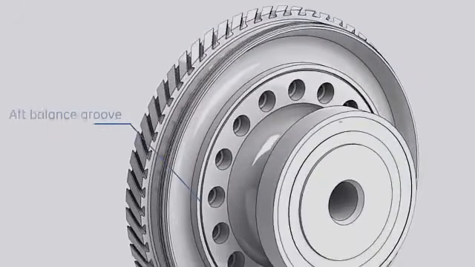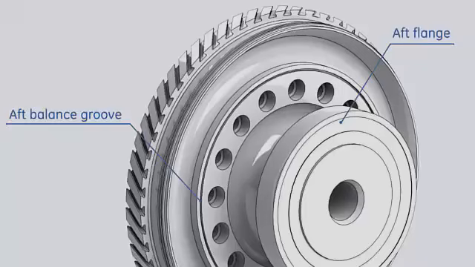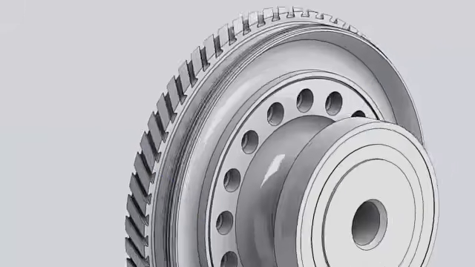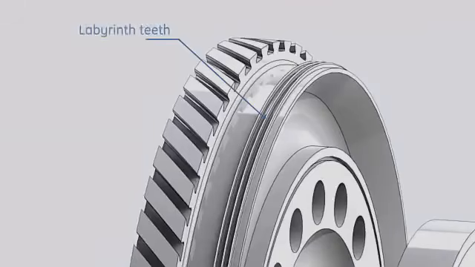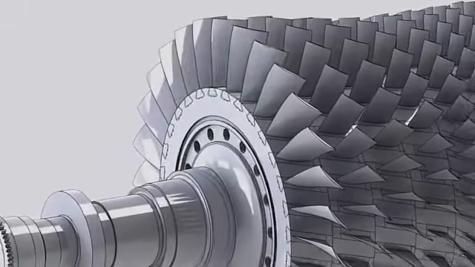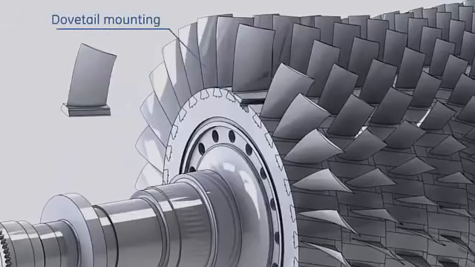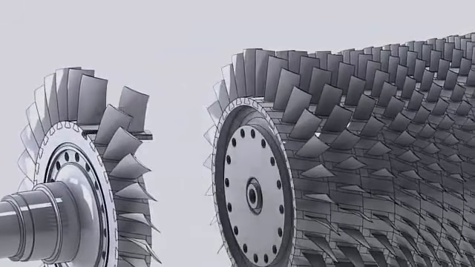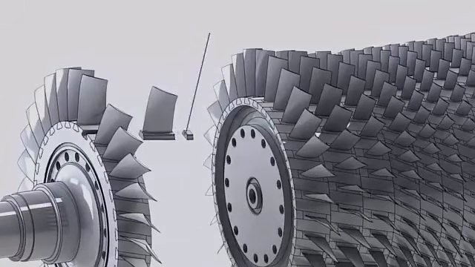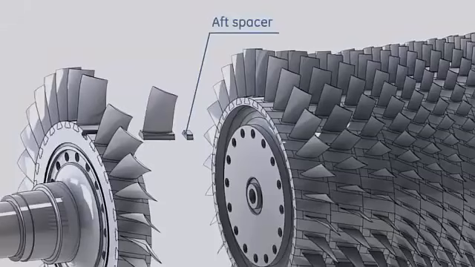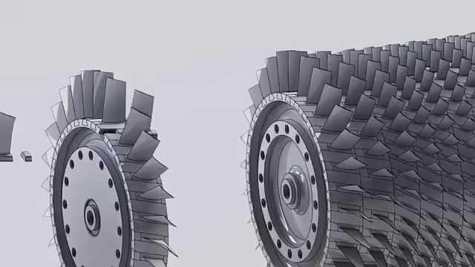Aft balancing groove. Aft flange to connect the compressor rotor to the turbine rotor. Labyrinth teeth to mate with compressor stator parts to prevent compressor discharge air from escaping inside the inner barrel around bearing number 2. The compressor rotor blades are airfoil shaped and are attached to the wheels by means of dovetail arrangement. The first wheel blades are mounted on the wheel portion of the forward stub shaft, and they have only aft spacers, while the next 15 wheel blades have forward and aft spacers.